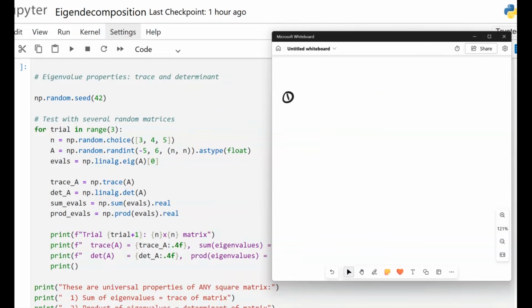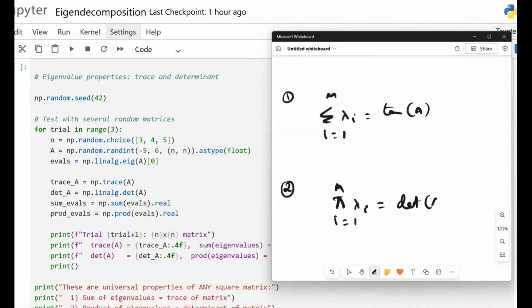One, of course, the summation of eigenvalues, and mathematically, summation from i equals 1 to m of lambda sub i, which is equal to the trace of A. And second one, yes, the product of eigenvalues, that is the product from i equals 1 to m of lambda sub i, which is equal to the determinant of A.